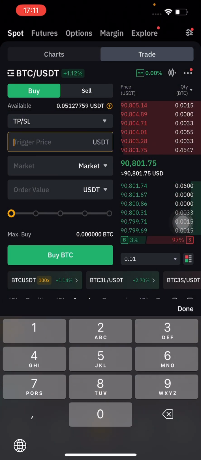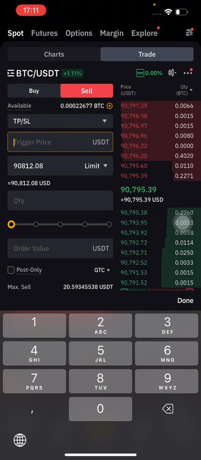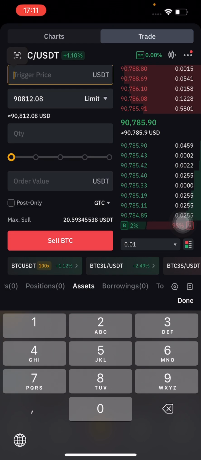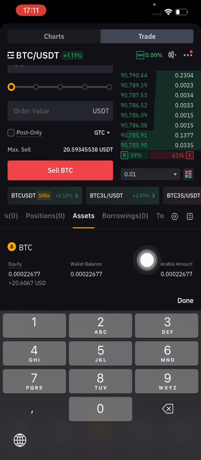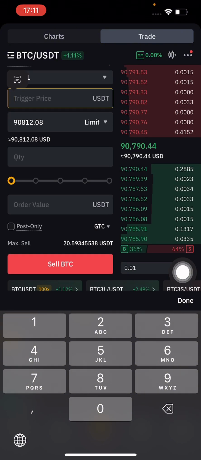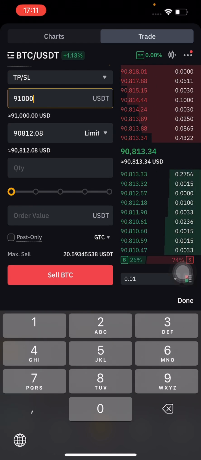Now you're going to enter the trigger price for your take profit. Like we bought, currently I have BTC, I have Bitcoin as one of my assets. As you can see over here, this is the amount of Bitcoin that I have. So now, since I bought it, I'm going to put a price that if Bitcoin reaches, let's just say 91,000. This is just an example.